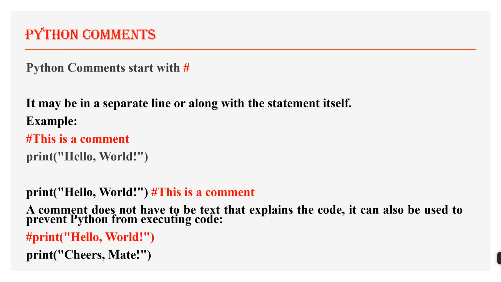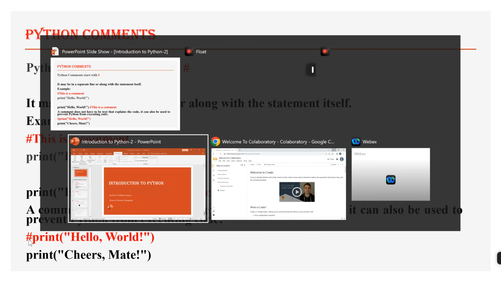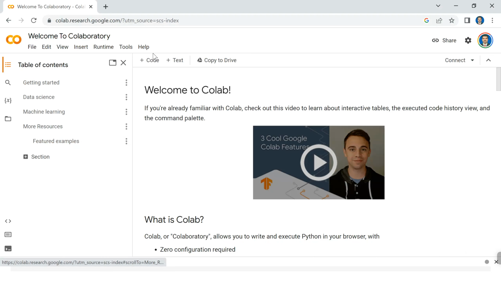Another very important feature of the comment line is that if you want to deactivate a line of code, normally during debugging the program, and you have some doubt about a particular statement, then just comment the statement so that it will not be executed. Let's see this with an example.